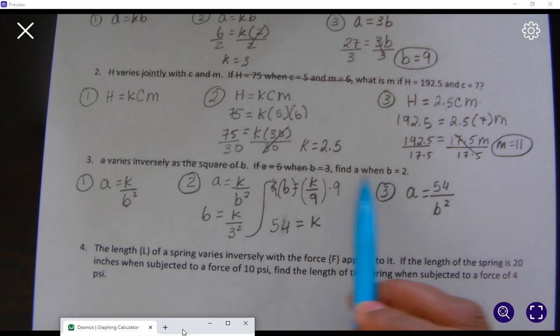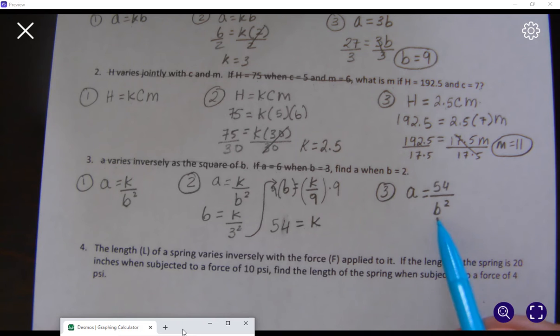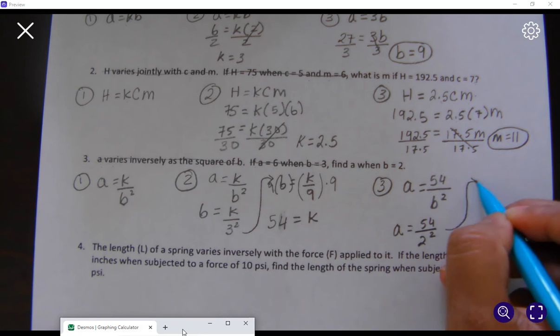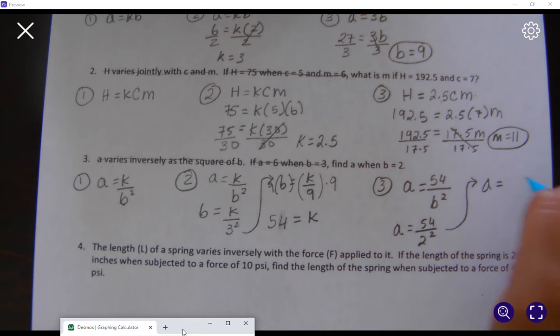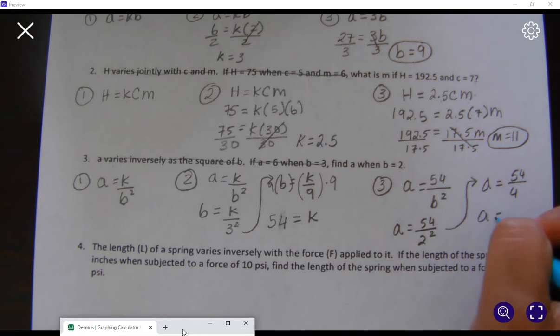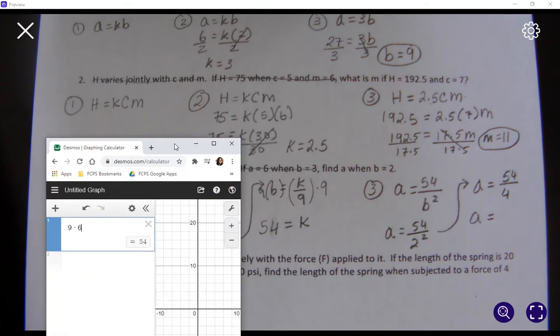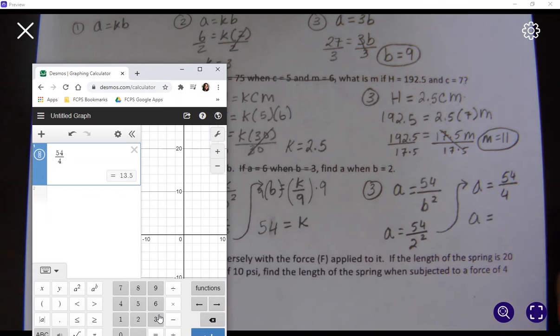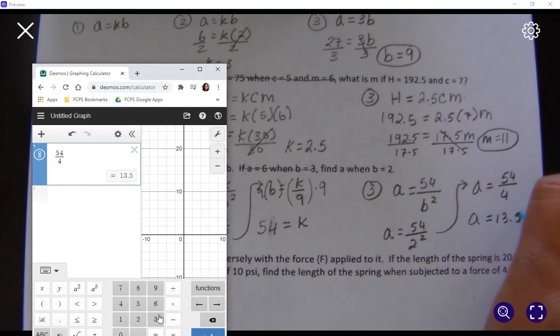Now I'm going to use my equation. It says find A when B is equal to 2. So that's 2 squared. So you have here A equals 54 divided by 2 squared, which is 4. So you have A equals 54 divided by 4 is 13.5. So that is my answer.